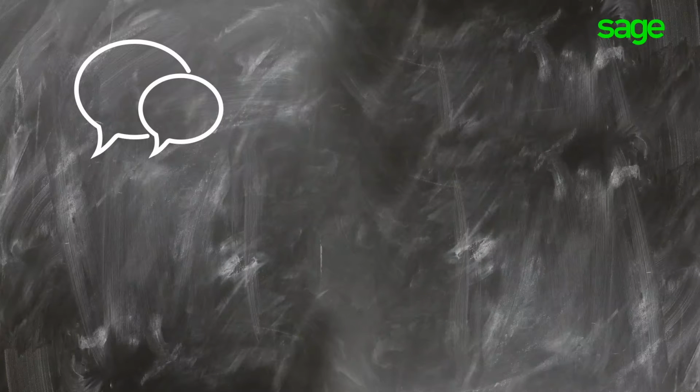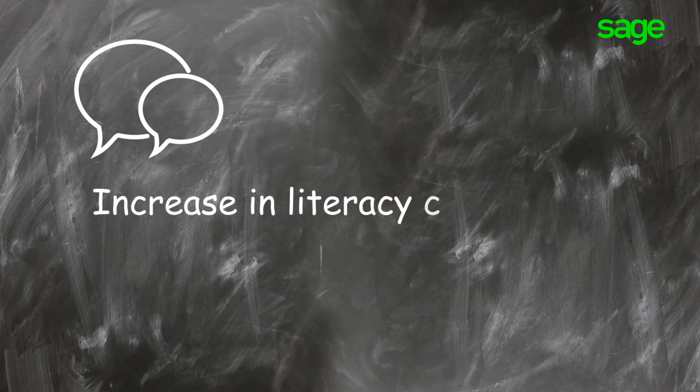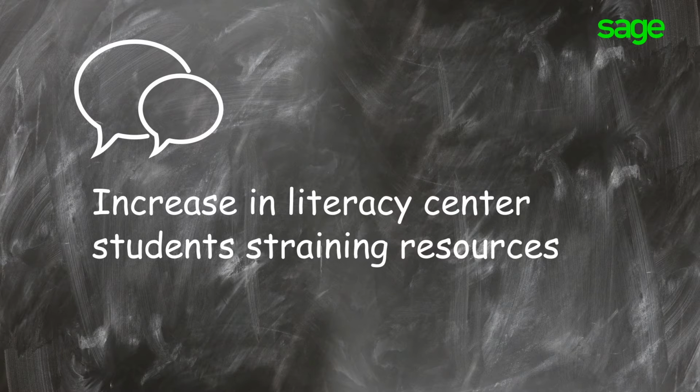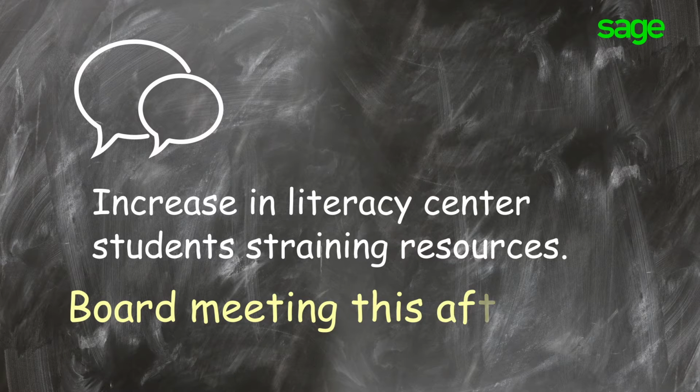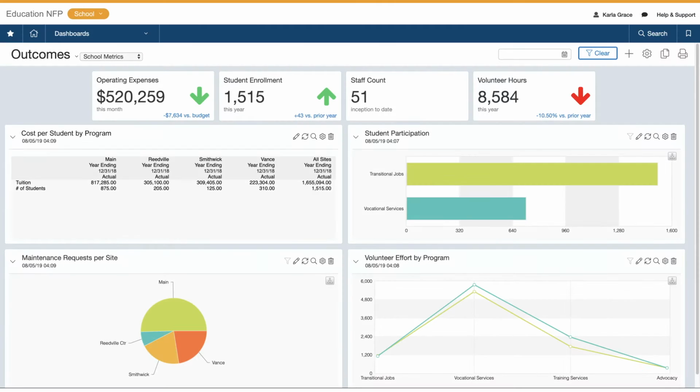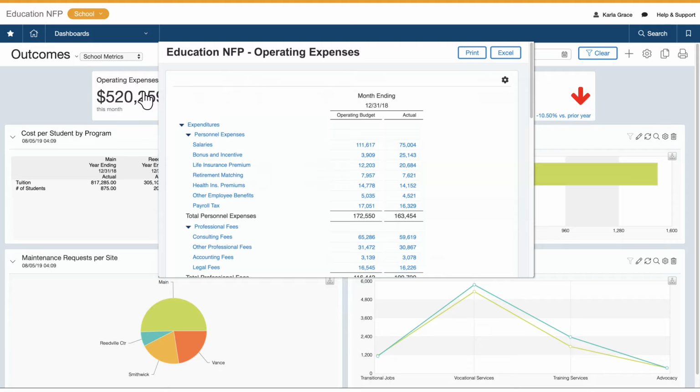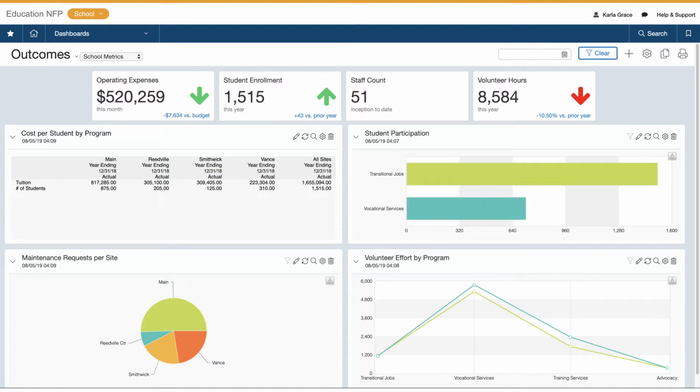Conversations in Sage Intacct Collaborate indicate that an increase in literacy center students has put a strain on resources. A special board meeting has been called for this afternoon. We start with a built-in role-based dashboard that instantly captures financial and operational information for the organization, in this case, the special needs school. We can see the operating expenses are within budget. Drilling down, we can see the detail and see that the fund remains adequate to support the mission. We can see statistical information about enrollment, pushed from the external tuition management system using Sage Intacct's Open API.